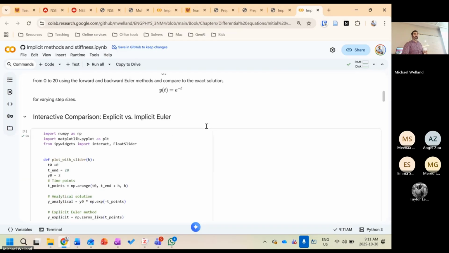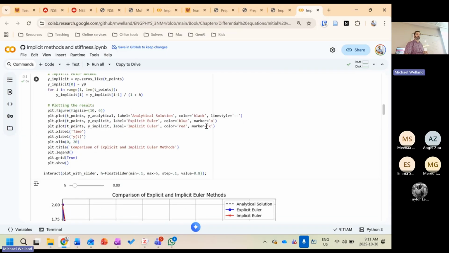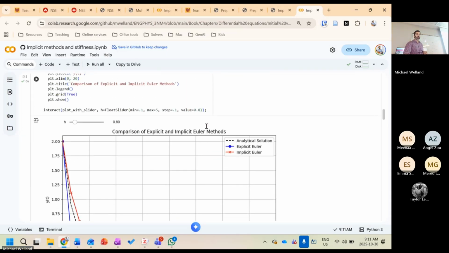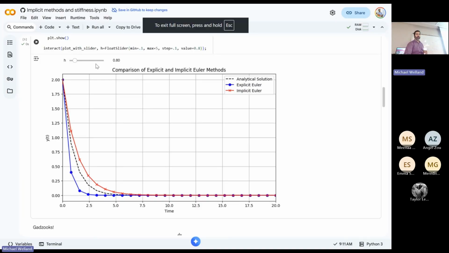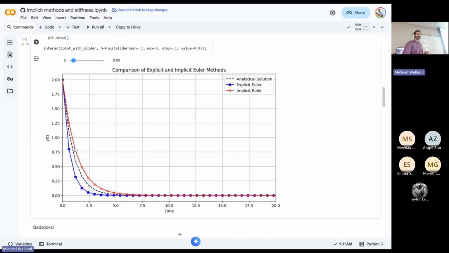Okay? If you throw an explicit time stepper and an implicit time stepper at this thing, with 4 different step sizes, the analytic solution is in the dashed black line here. It's not going to change. It doesn't change depending on your time step because the analytic solution doesn't have a time step in it. It just has a time, right? This problem doesn't exist in analytics. It's strictly a numerical issue.